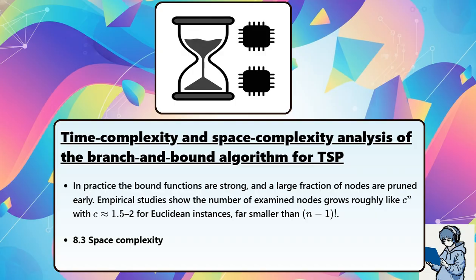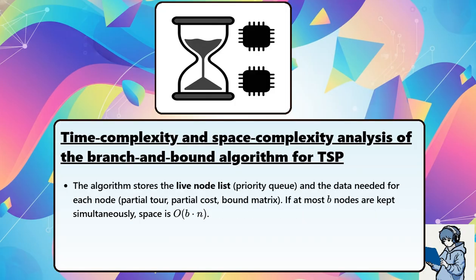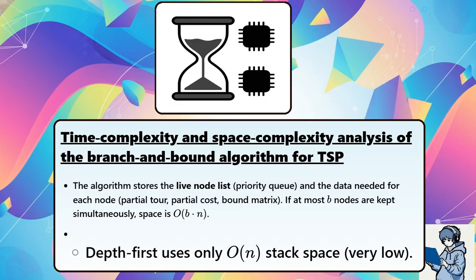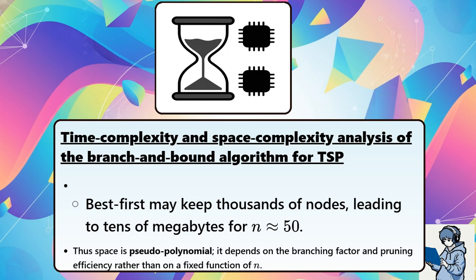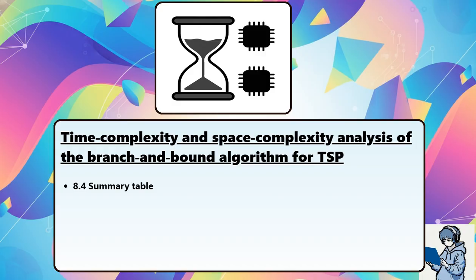Subsection 8.3: Space complexity. The algorithm stores the live node list, priority queue, and the data needed for each node: partial tour, partial cost, bound matrix. If at most b nodes are kept simultaneously, space is O(b times n). Depth first uses only O(n) stack space, very low. Best first may keep thousands of nodes, leading to tens of megabytes for n approximately 50. Thus, space is pseudo-polynomial. It depends on the branching factor and pruning efficiency rather than on a fixed function of n.